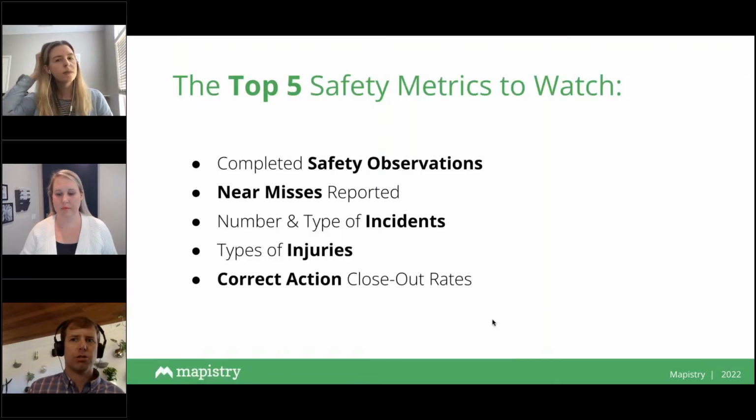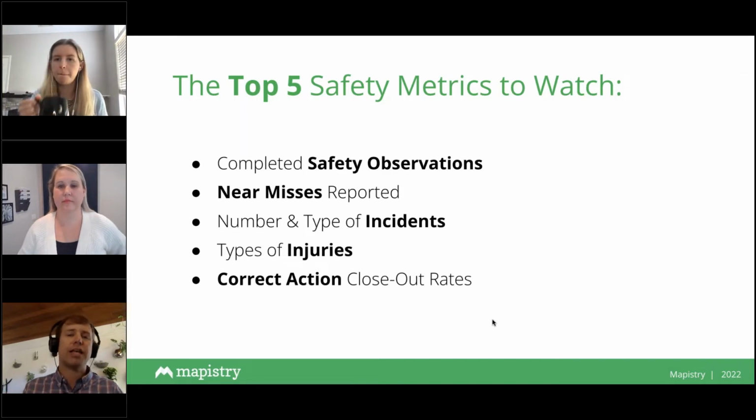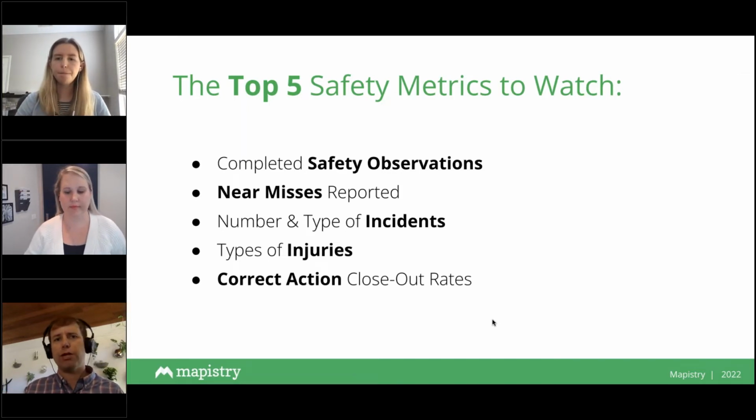So a couple of the metrics to look at are safety observations, near misses, and then lagging indicators, really those incidents: the number, the type of incident, and then use that to trace back. If we know we have X amount of incidents happening, but what type, then we can start doing some training and making some changes to our program, looking at the types of injuries.